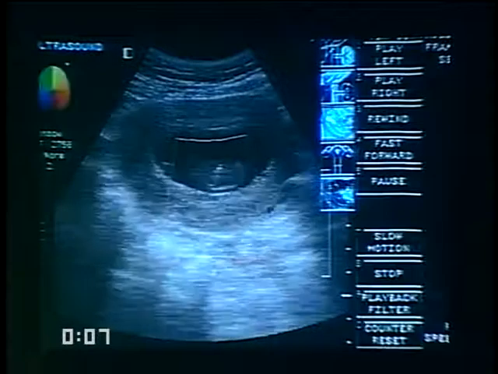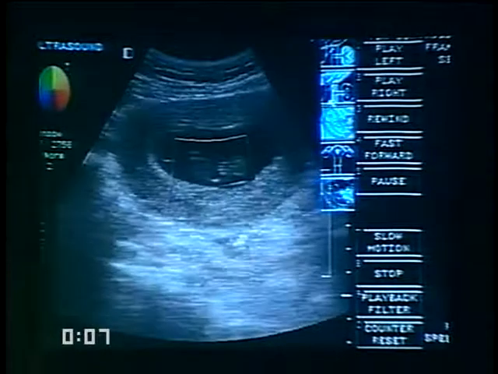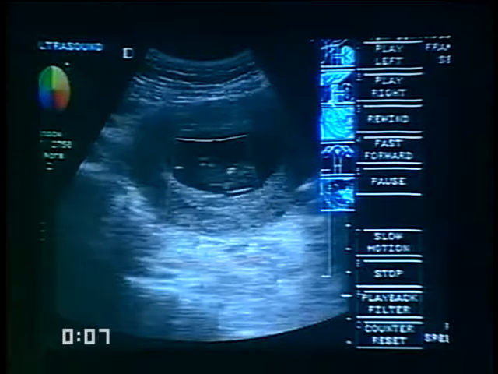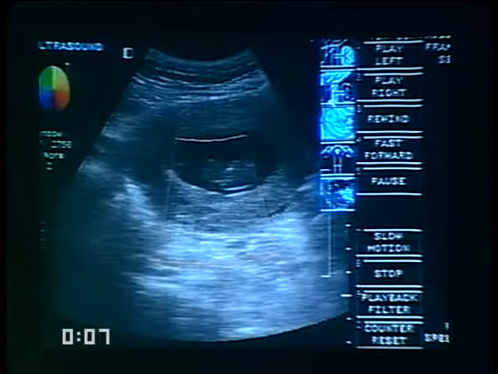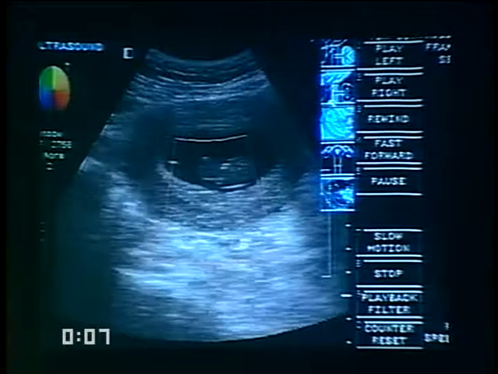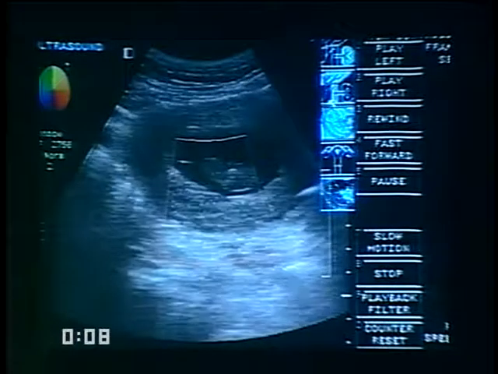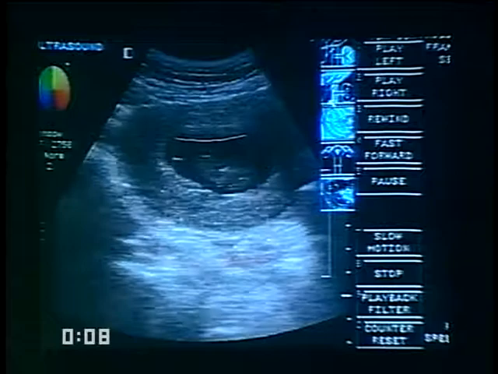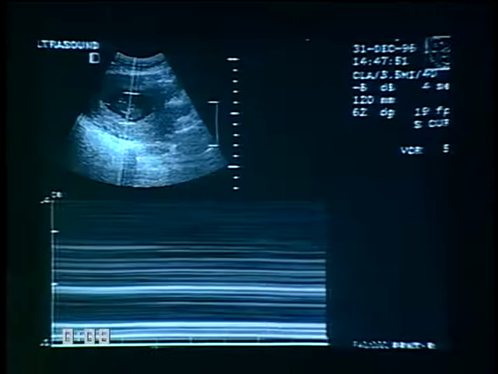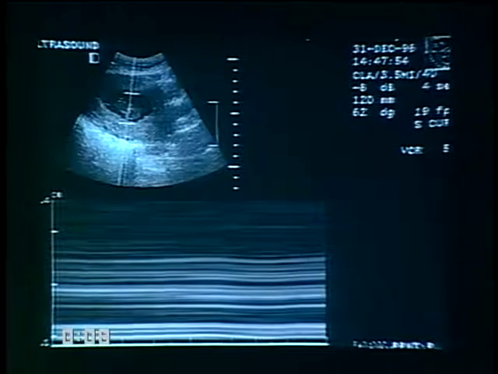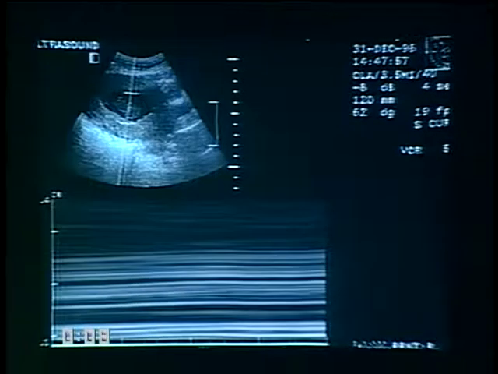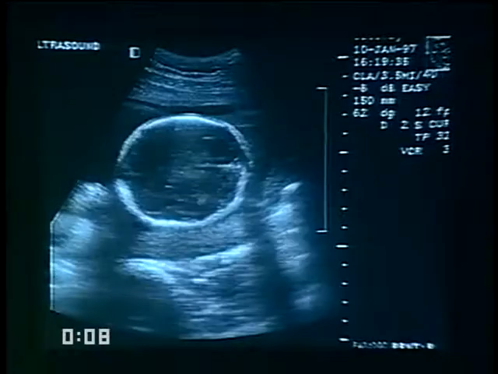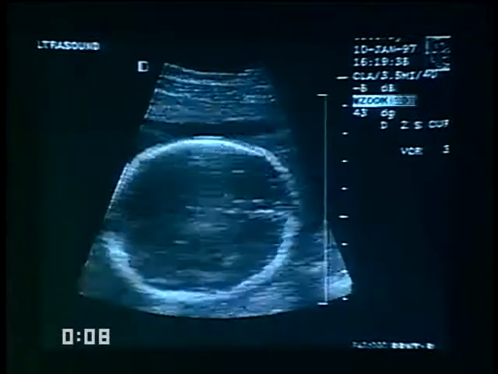Color Doppler. M-mode tracing. So that was an example of fetal demise. Case 7, transverse image of the fetal head, magnifying it up.